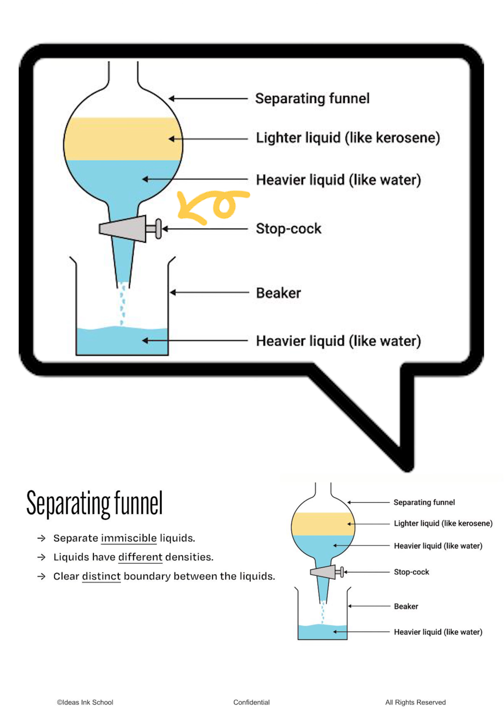When the valve is turned on, the denser liquid flows out into a receiving flask and the valve is turned off once the boundary between the liquids is reached. This leaves the less dense liquid in the funnel.